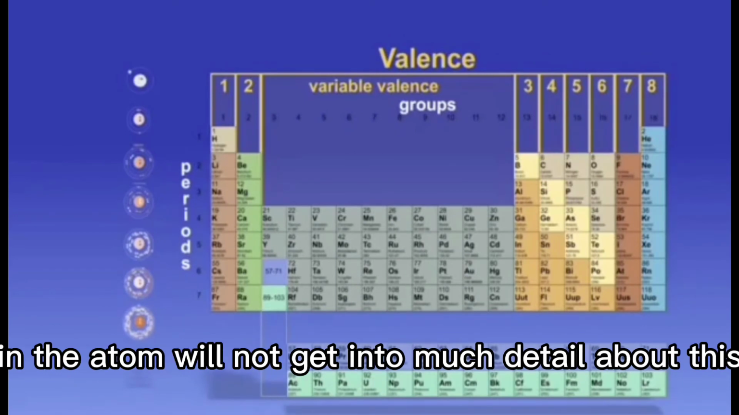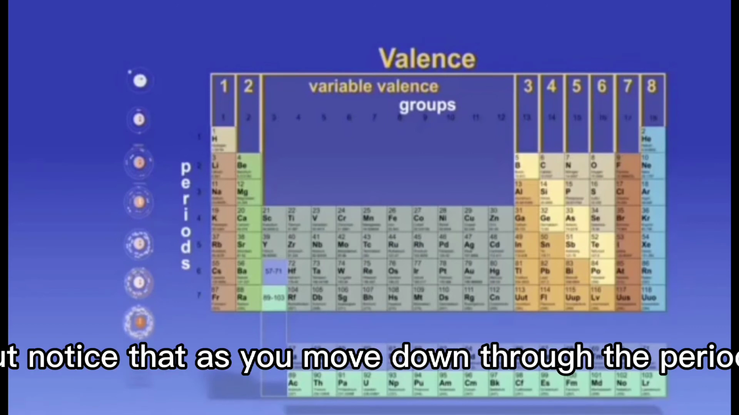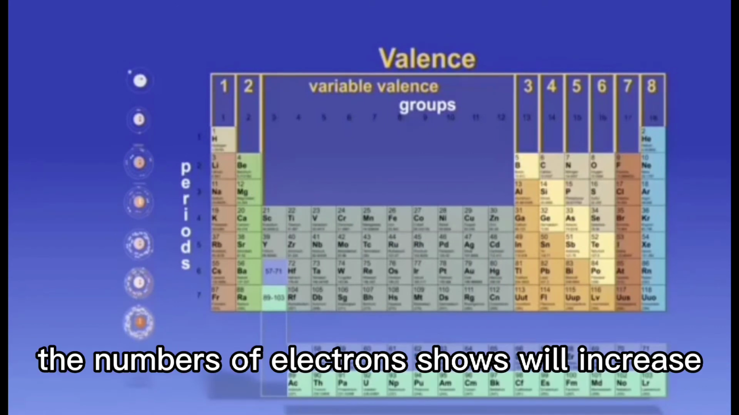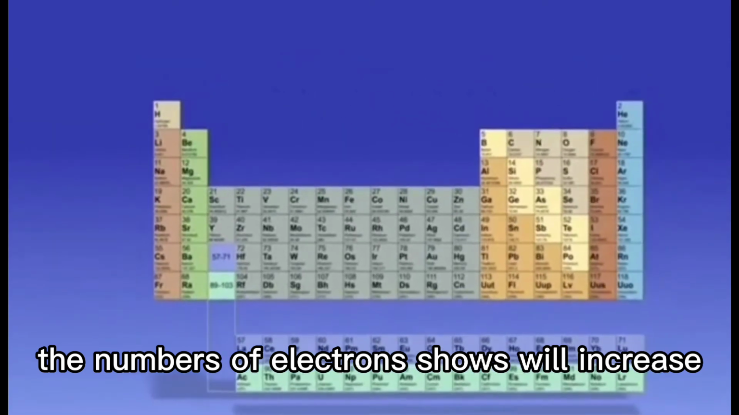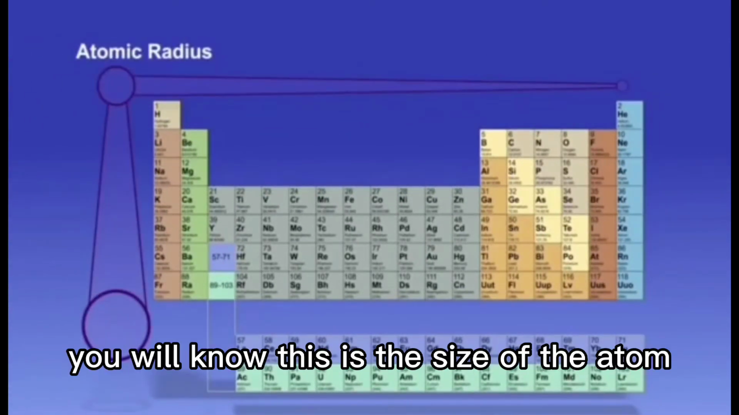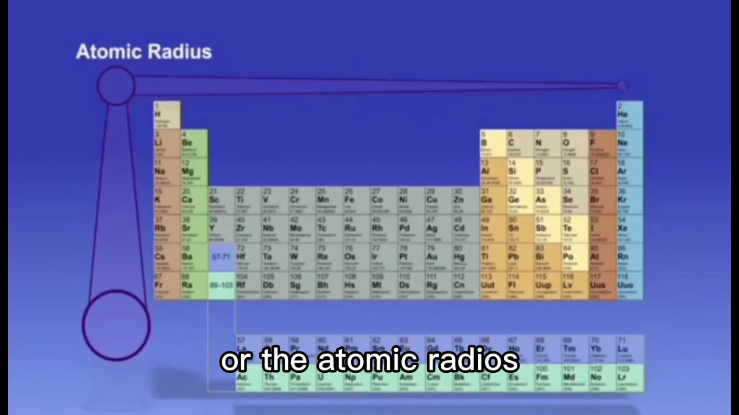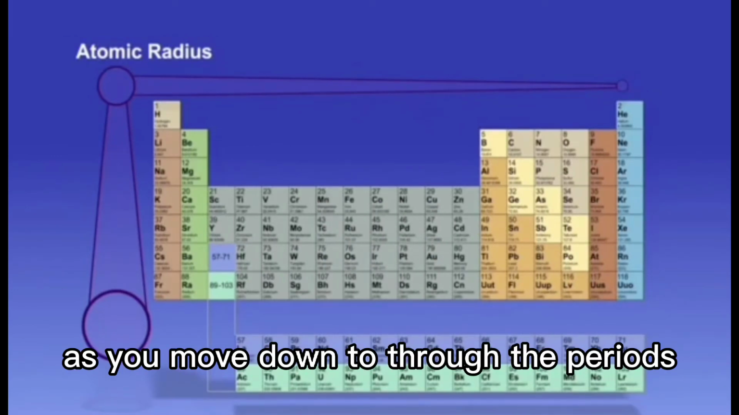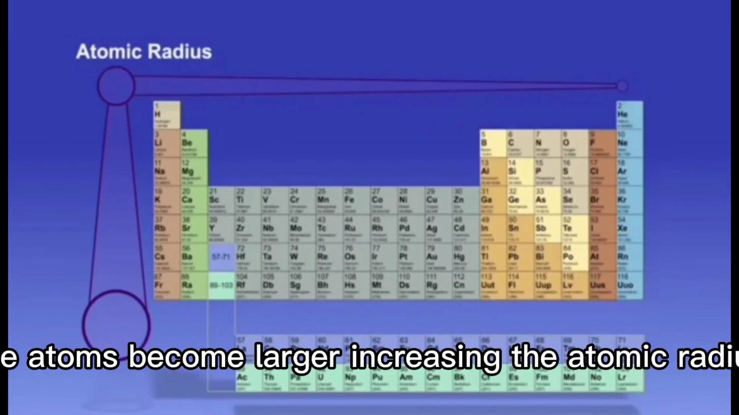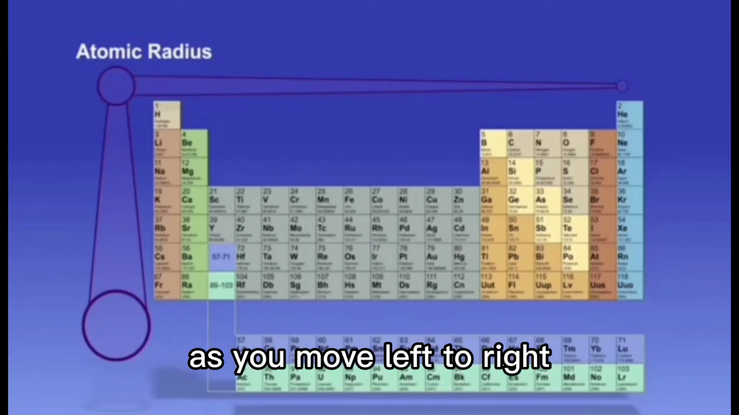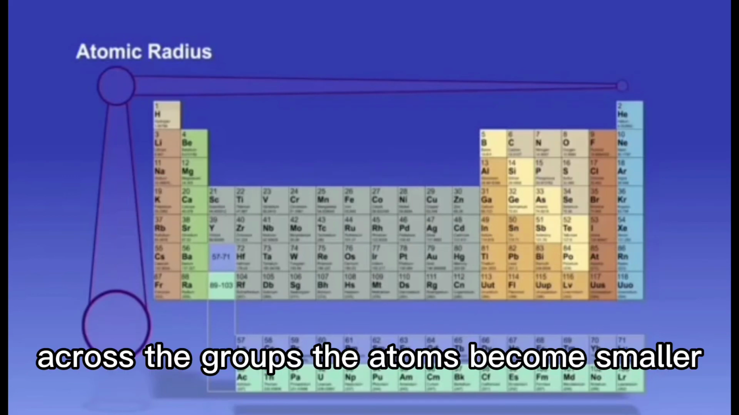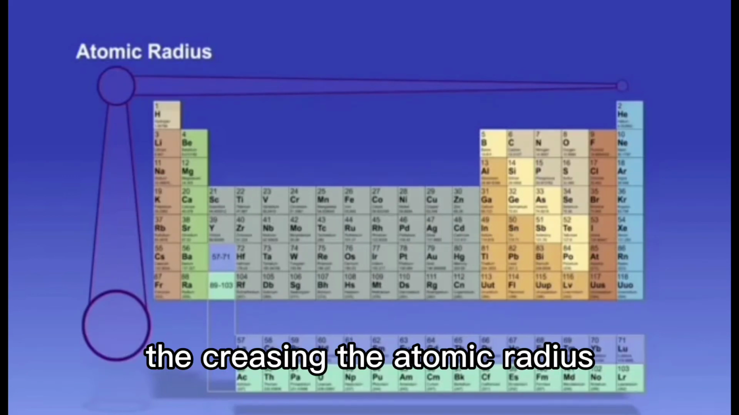We will not get into much detail about this, but notice that as you move down through the periods, the number of electron shells will increase. Another trend you will notice is the size of the atom, or the atomic radius. As you move down through the periods, the atoms become larger, increasing the atomic radius. As you move left to right across the groups, the atoms become smaller, decreasing the atomic radius.